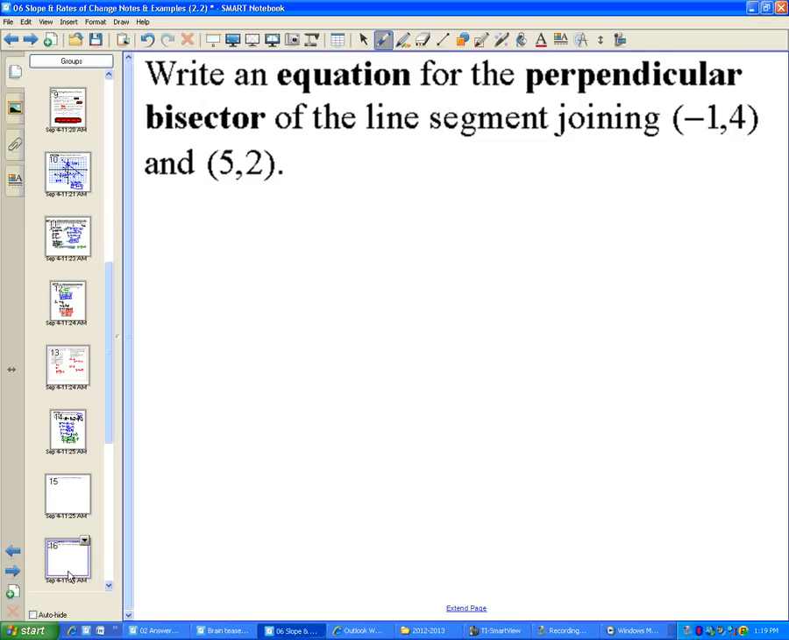And lastly, I have a question for you to ponder. I want to write the equation of a perpendicular bisector of the line segment joining (-1, 4) and (5, 1/2). Not only do I want a perpendicular to this line, but I want its bisector. So first I have to find its slope, and then I have to find a couple other things. See what you can do with this problem. Write it down, see what you can do coming up with it, and I will talk to you tomorrow.